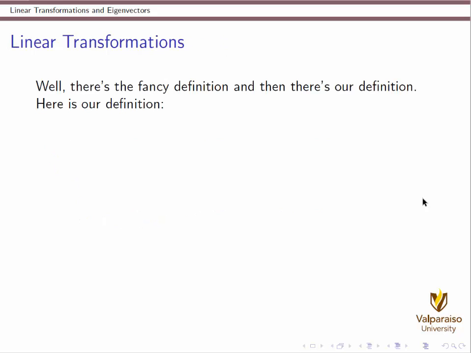Linear transformations, more Star Trek language. The definition we're going to work with is a pretty simple one, and here it is. A linear transformation is a matrix. That's it. There are other deeper definitions of linear transformations, but this is the one we're going to get away with for now. Okay, that's all. A matrix is a linear transformation. Here's why.